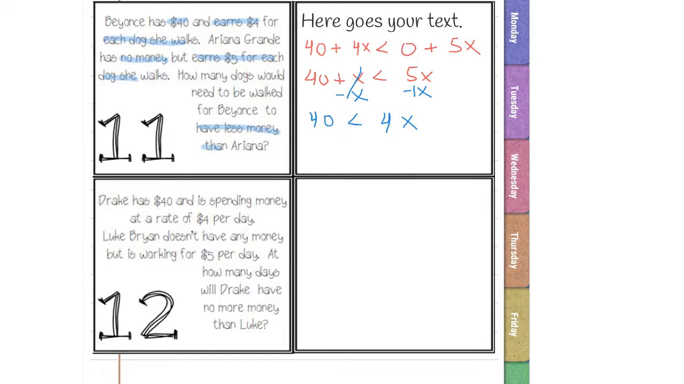So then we have to move the 4 over. Well, that's 4 times x, so how do we undo that? We divide by 4. So then 40 divided by 4, well, that's just 10. And since we didn't divide by a negative or multiply by a negative, the sign stays the same. We have our x. This is our answer.